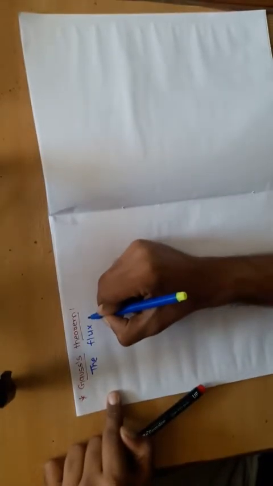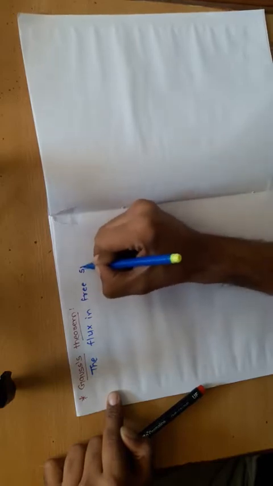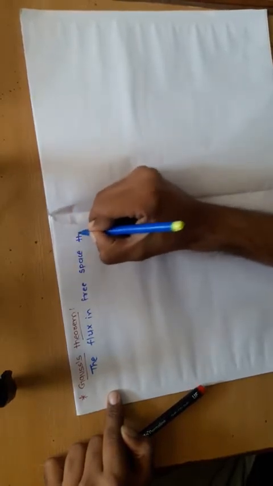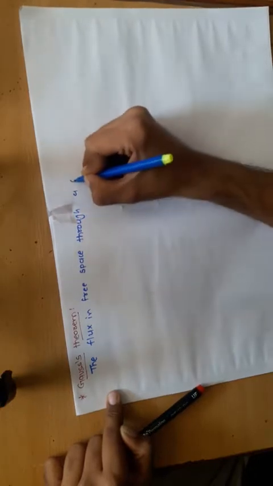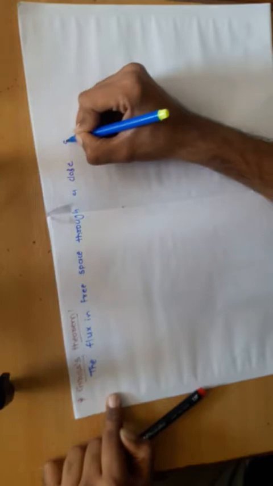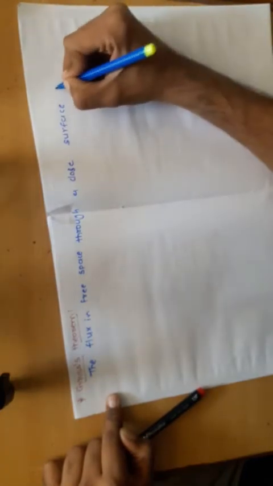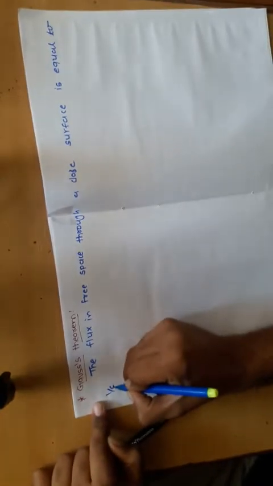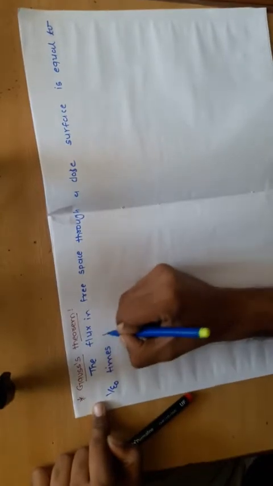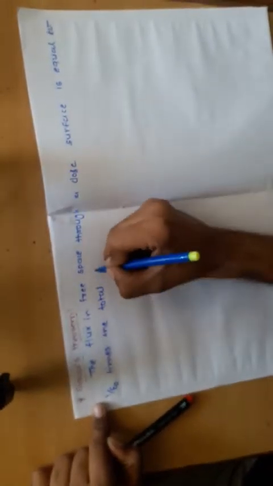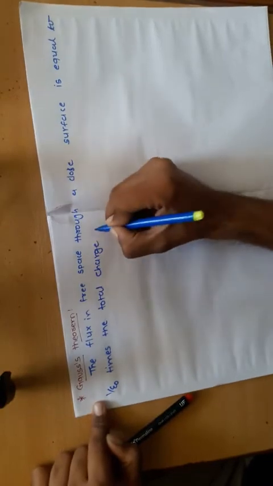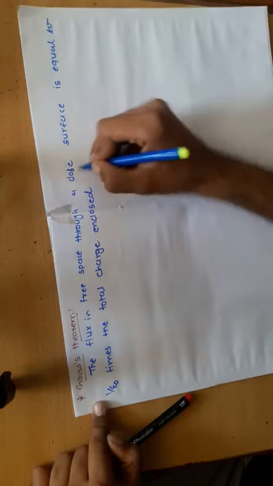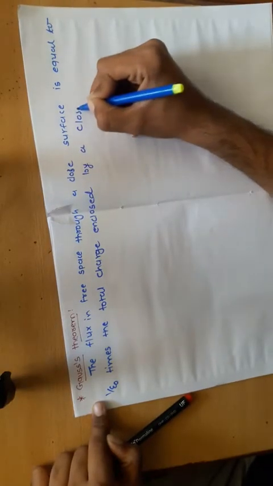So this theorem states that the electric flux, or the flux in free space, through a closed surface is equal to 1 by epsilon naught times the total electric charge enclosed by a closed surface.